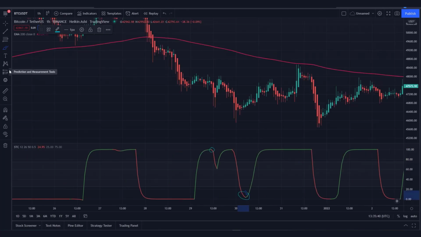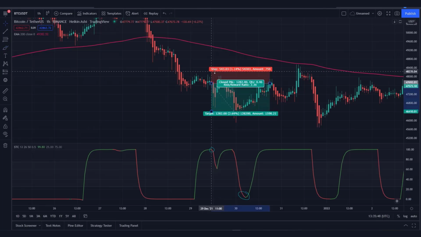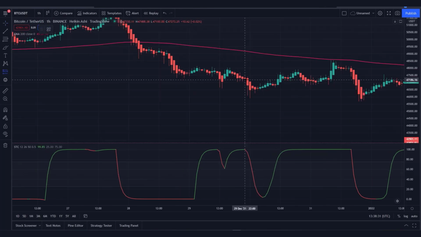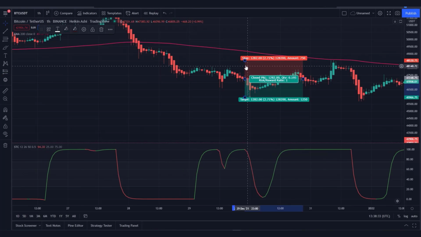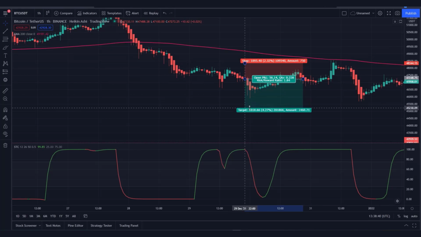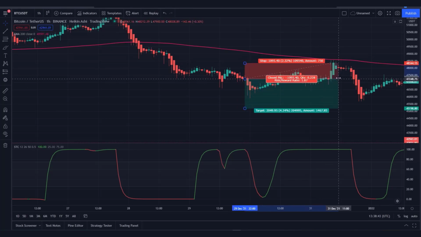So let's take a look at how this would have performed if we get an entry signal here. If we put a stop loss under the last swing low, targeting a 2-to-1 risk to reward ratio, this would have been a very nice trade. Just a few candles later, we get another entry signal. This one looks a little bit late, so we would have entered on this candle right here, with a stop loss beneath the previous swing low. If we target a 2-to-1 risk to reward ratio, this would have actually resulted in a loss, however.